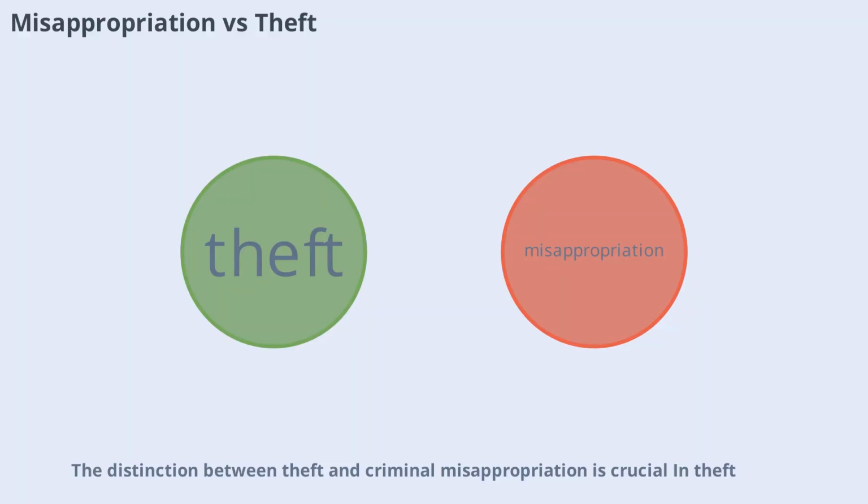Distinction between theft and criminal misappropriation is crucial. In theft, the offender takes property out of someone's possession with dishonest intent, and the offense is complete once the property is moved. In criminal misappropriation, possession may come innocently, but later becomes wrongful through a change of intention or new knowledge. Both require dishonest intent, but the actions and timing differ. Understanding these differences helps clarify legal responsibilities and consequences.